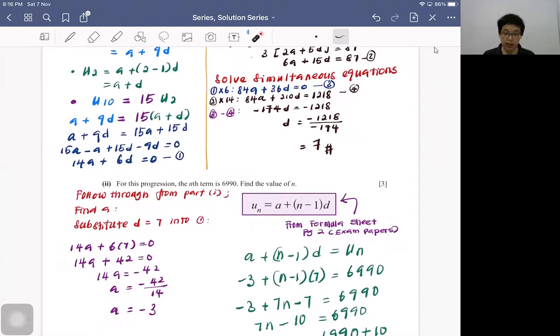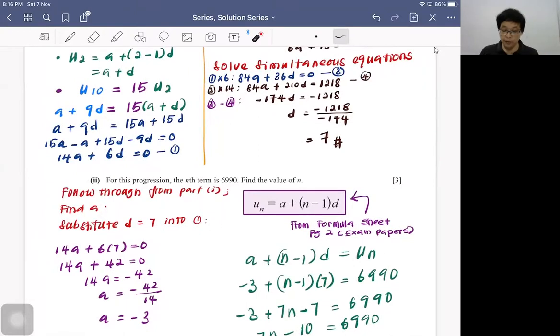For this progression, the n term is 6,990. Find the value of n. Okay, we want to find value of n, and given to us the n term, and we know that we're going to use the n term formula. And as we want to use the n term formula, we know we have got the value of D, and you surely know that we haven't got the A. Therefore, let us follow through from part 1 and find A.